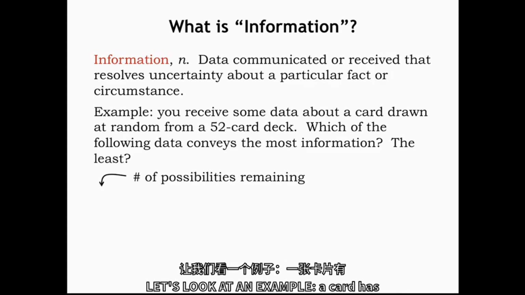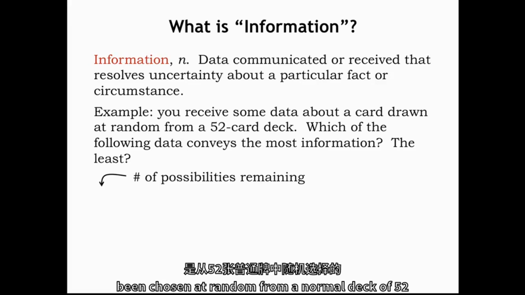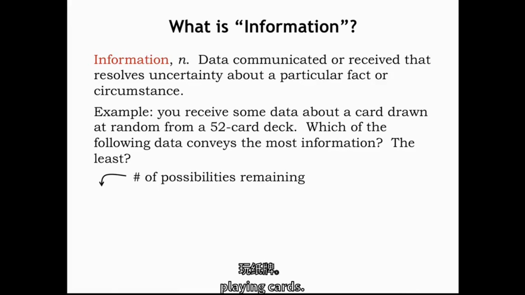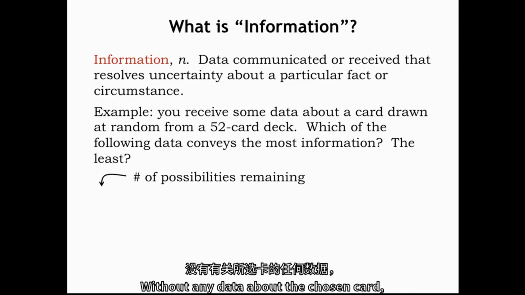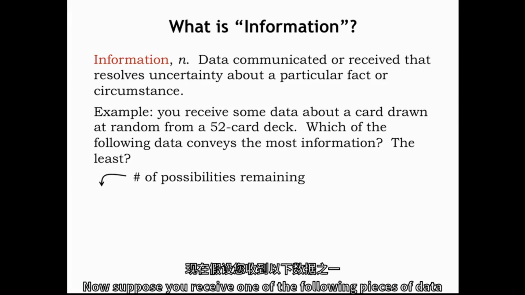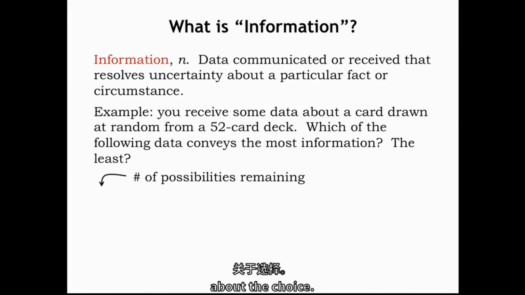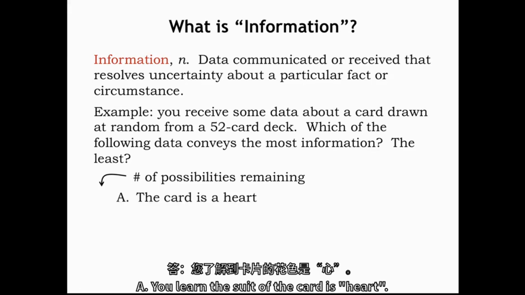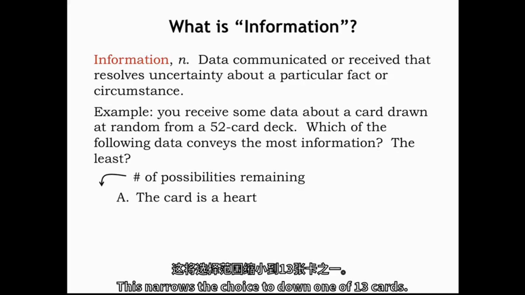Let's look at an example. A card has been chosen at random from a normal deck of 52 playing cards. Without any data about the chosen card, there are 52 possibilities for the type of the card. Now, suppose you receive one of the following pieces of data about the choice. A. You learn that the suit of the card is heart. This narrows the choice down to one of 13 cards.